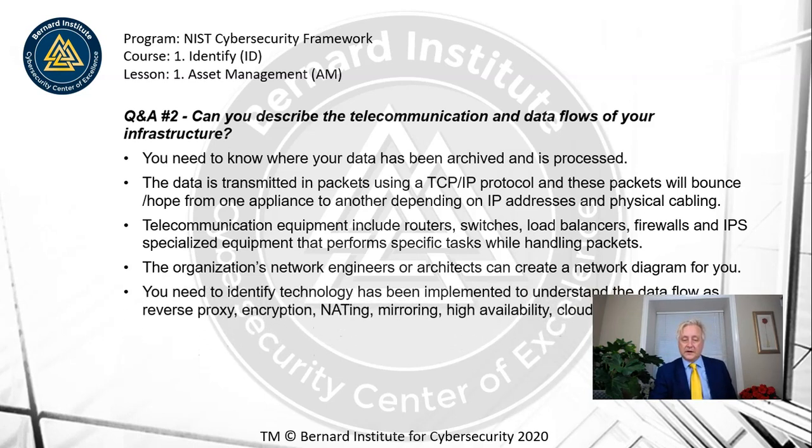You need to identify what technology has been implemented to understand the data flows. So you need to understand, are we using encryption? Are we using NATting? Do we mirror data? Because that means we're making duplicate copies of it. Is it a high availability network? So that means that if one line fails, another line takes over, right? Are we using the cloud? How about IPv4 or IPv6? Because those provide some additional security features such as encapsulation. They encrypt the little packets, so even though they're traveling across the network, nobody can really intercept them.